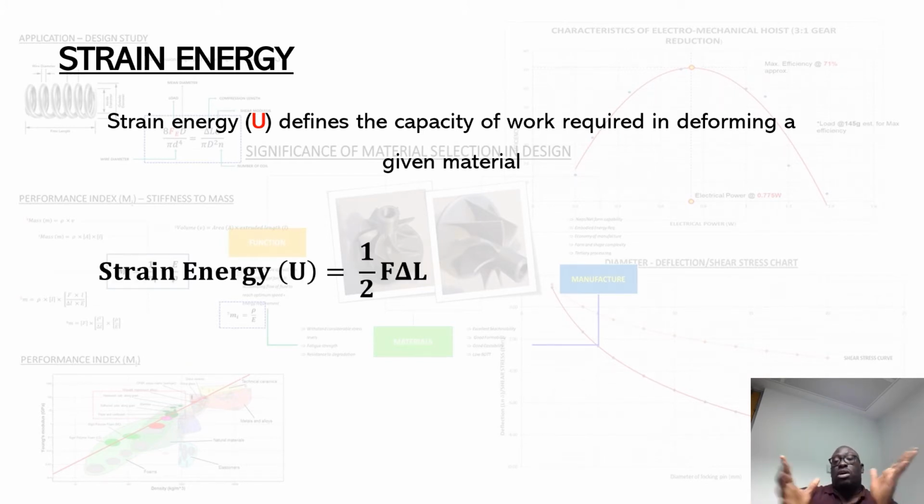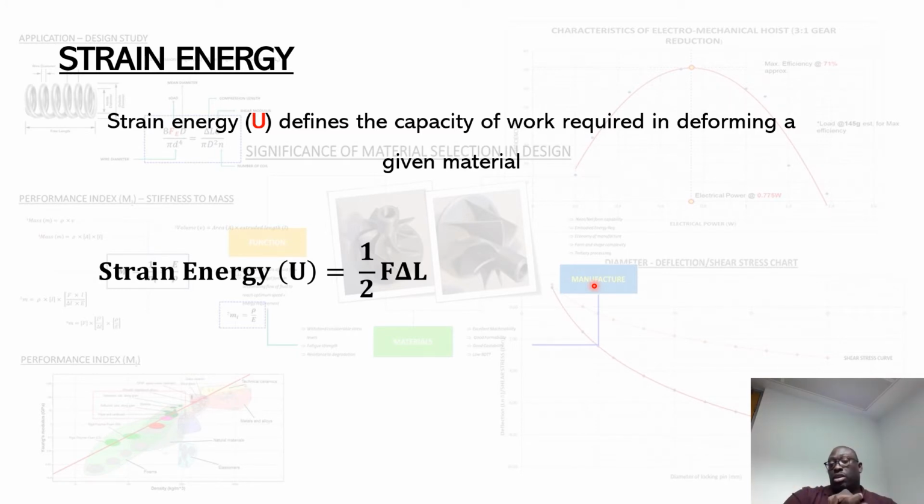So there are a variety of formulas that we can actually use in working out the strain energy. We've got the first equation here, where the strain energy, denoted by U, is equal to half times F times delta L. And this formula is more or less relating to the area under the force extension curve as defined by Hooke.